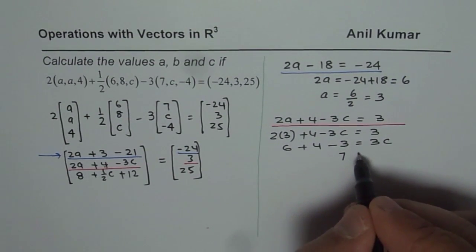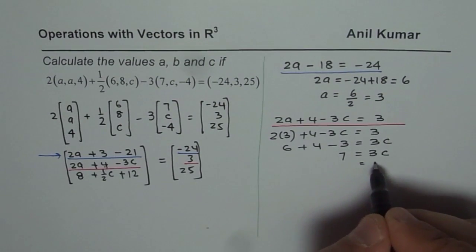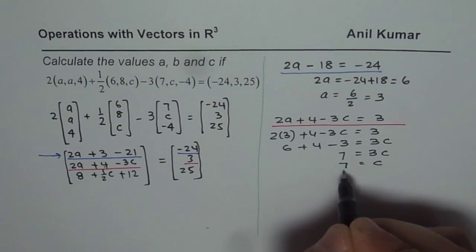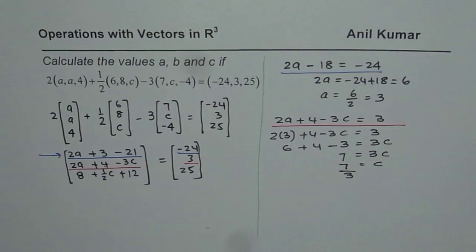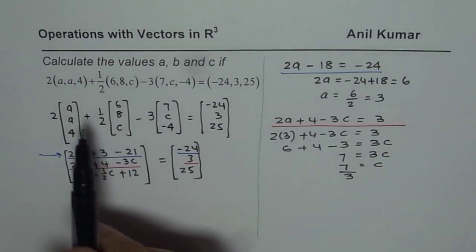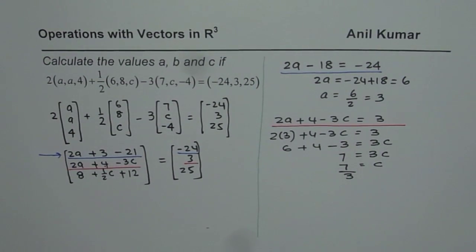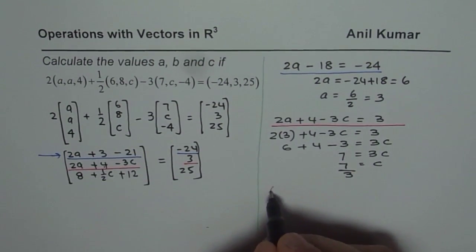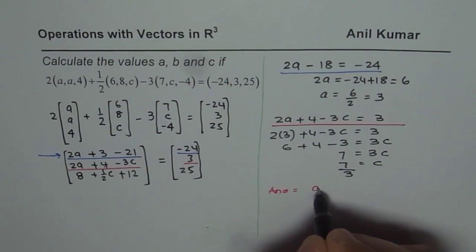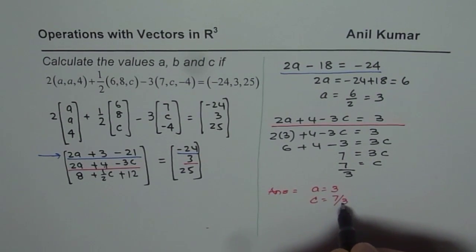So we get 7 equals 3c, or c is equal to 7 over 3. So we get 7 over 3 as the value of c. Now, where is b? There is no b here. Okay, so there are only 2 variables here. I think that's fine. So we get our solution, and the answer is a equals 3, and c equals 7 over 3, right?